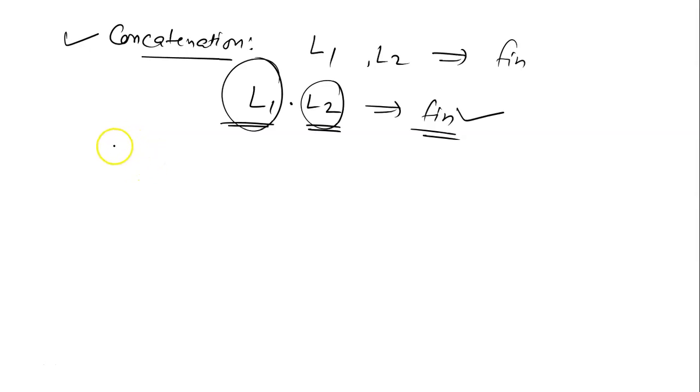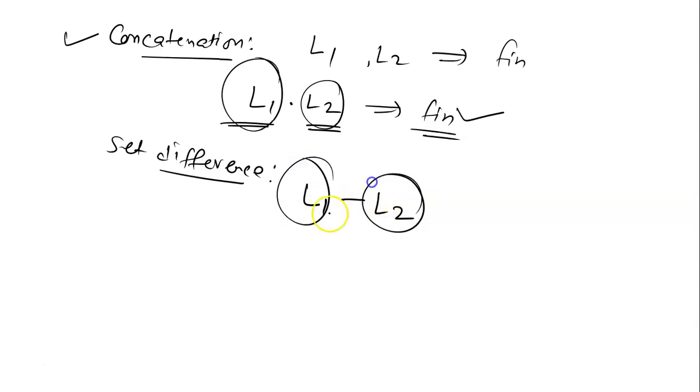Now let's see some other operations. For example, you can see set difference. You can very easily see it. If you have a finite language minus another finite language, this is a finite language and this is a finite language. Now finite minus finite is also finite.